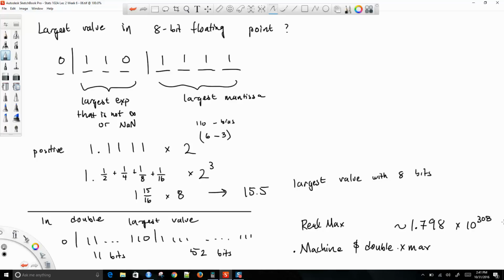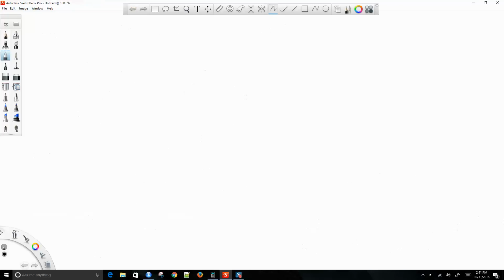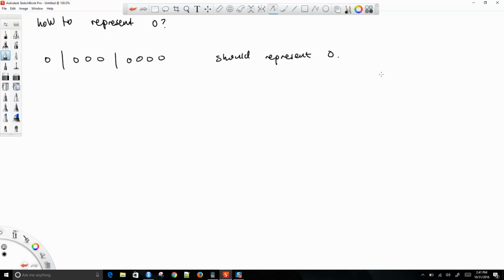All right, so far so good? What if we want to represent 0? How to represent 0? Well, we would naturally think that something like this should represent 0. But with our current rules, what does this number actually represent?